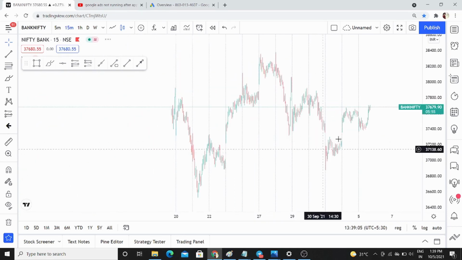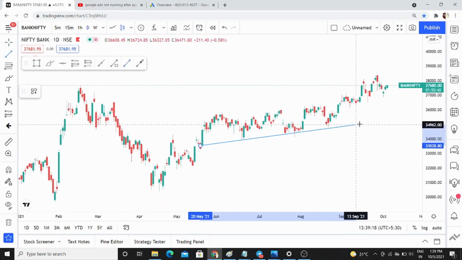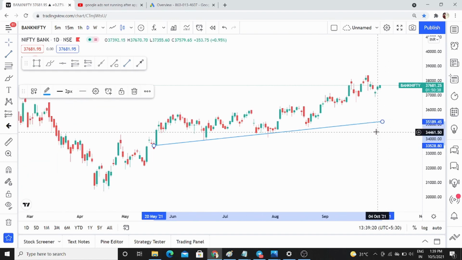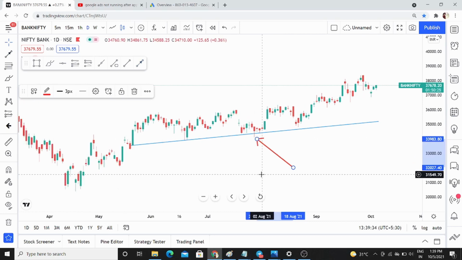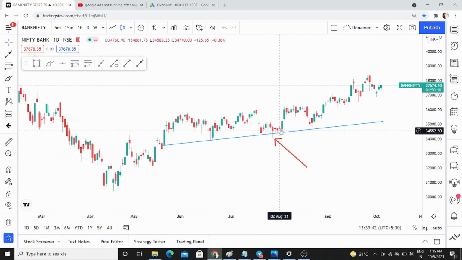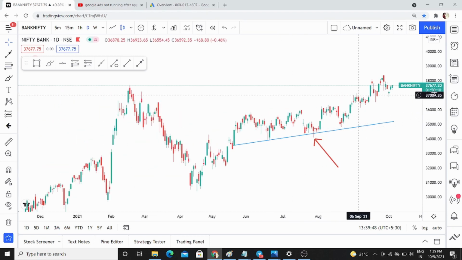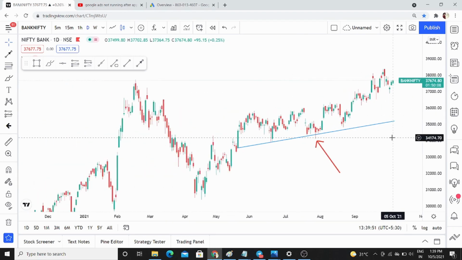Let's move to the second example. The market was respecting this trend line, made this swing, again came, made this swing, again came here. At this point, it took support from here, showed this upward momentum and the bullish significance of this candle, and then you can see it moved upward.